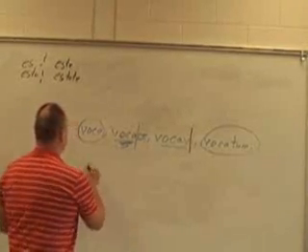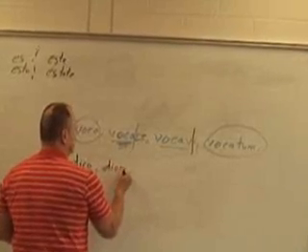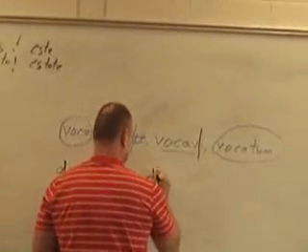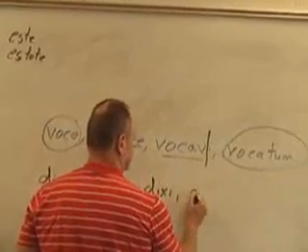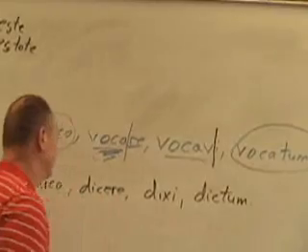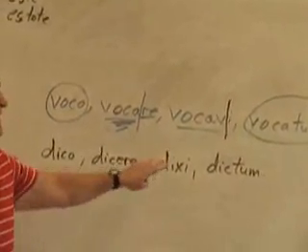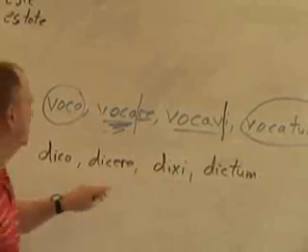They take all the verbs you've ever had, and they start listing the perfect stems just so you can get used to them. For example, the verb to speak, dico, dicere, dixi, dictum. You can see all the derivatives we get from that in English. Dico, dicere, dixi, dictum.